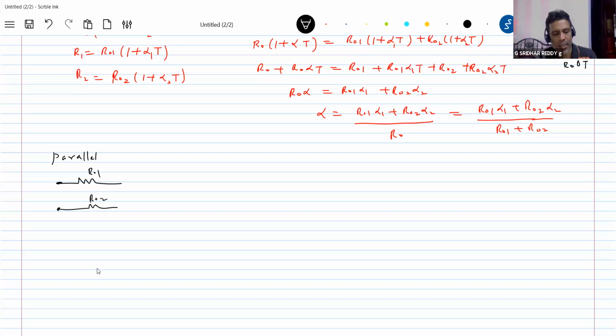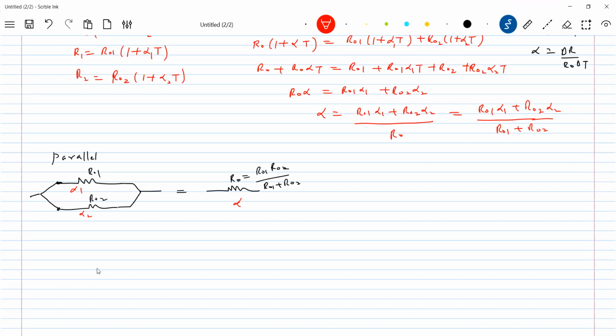They are initially connected in parallel, and I'm going to replace them with an equivalent resistance. That is R naught. What is R naught? R naught equals R naught 1 R naught 2 by R naught 1 plus R naught 2. Let alpha be the temperature coefficient of resistance: alpha 1, alpha 2. So I want this particular alpha.